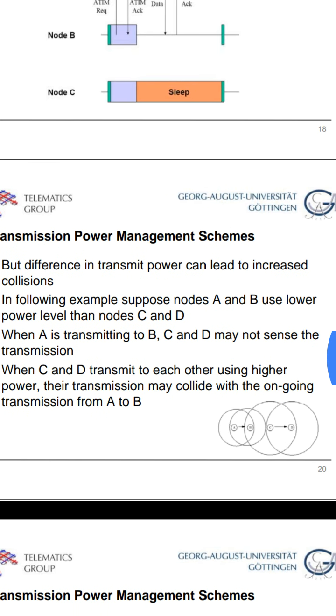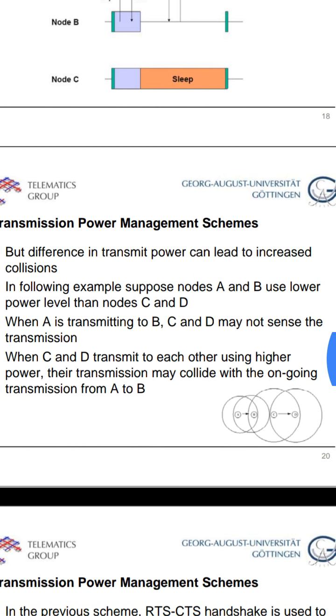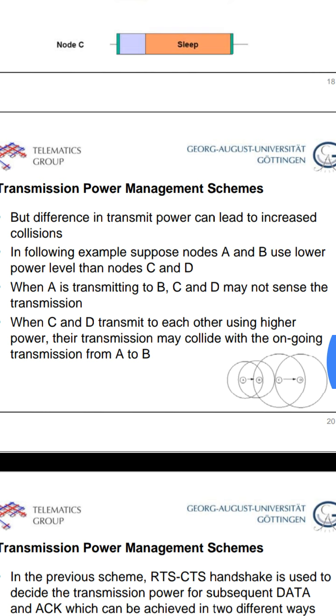Okay, this is another example of transmission power management schemes. In this example, suppose nodes A and B use lower power than C and D.